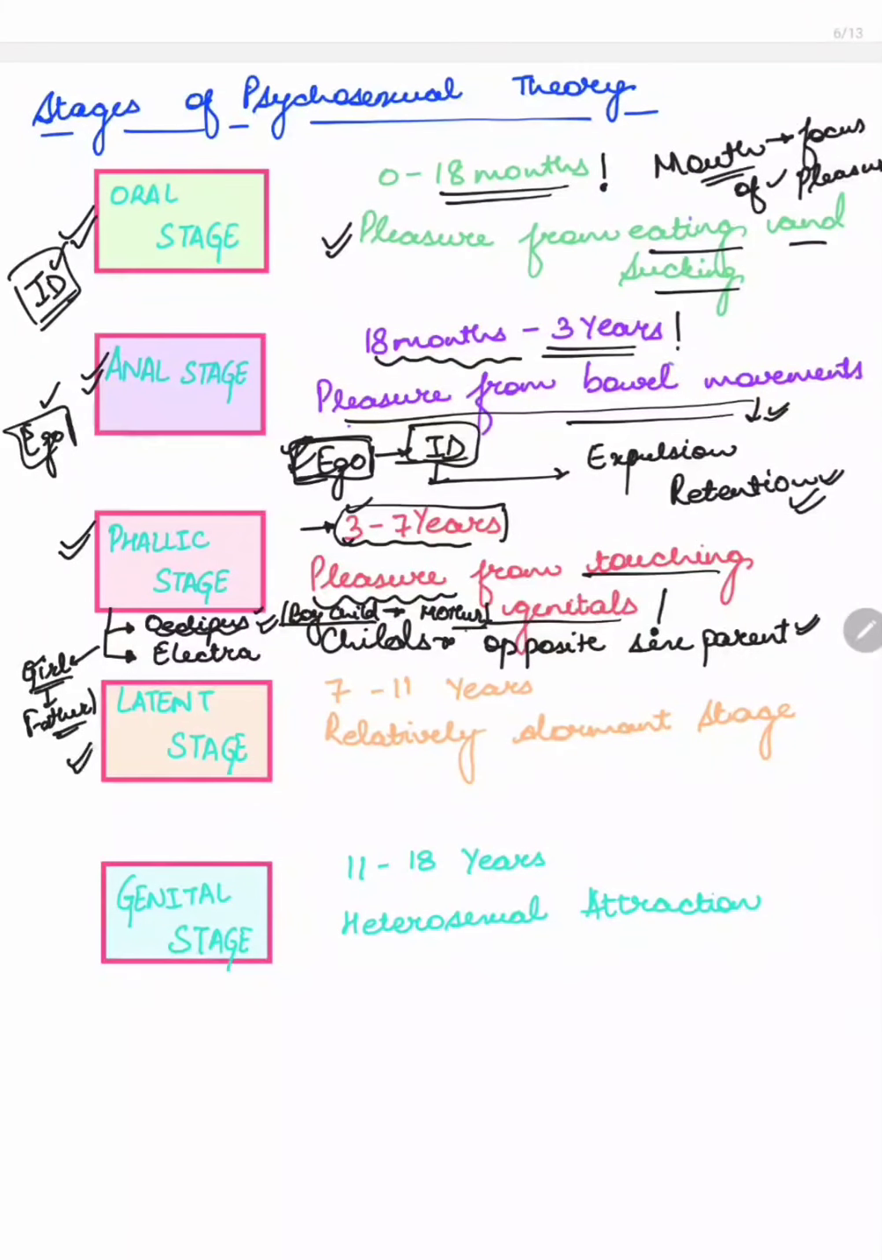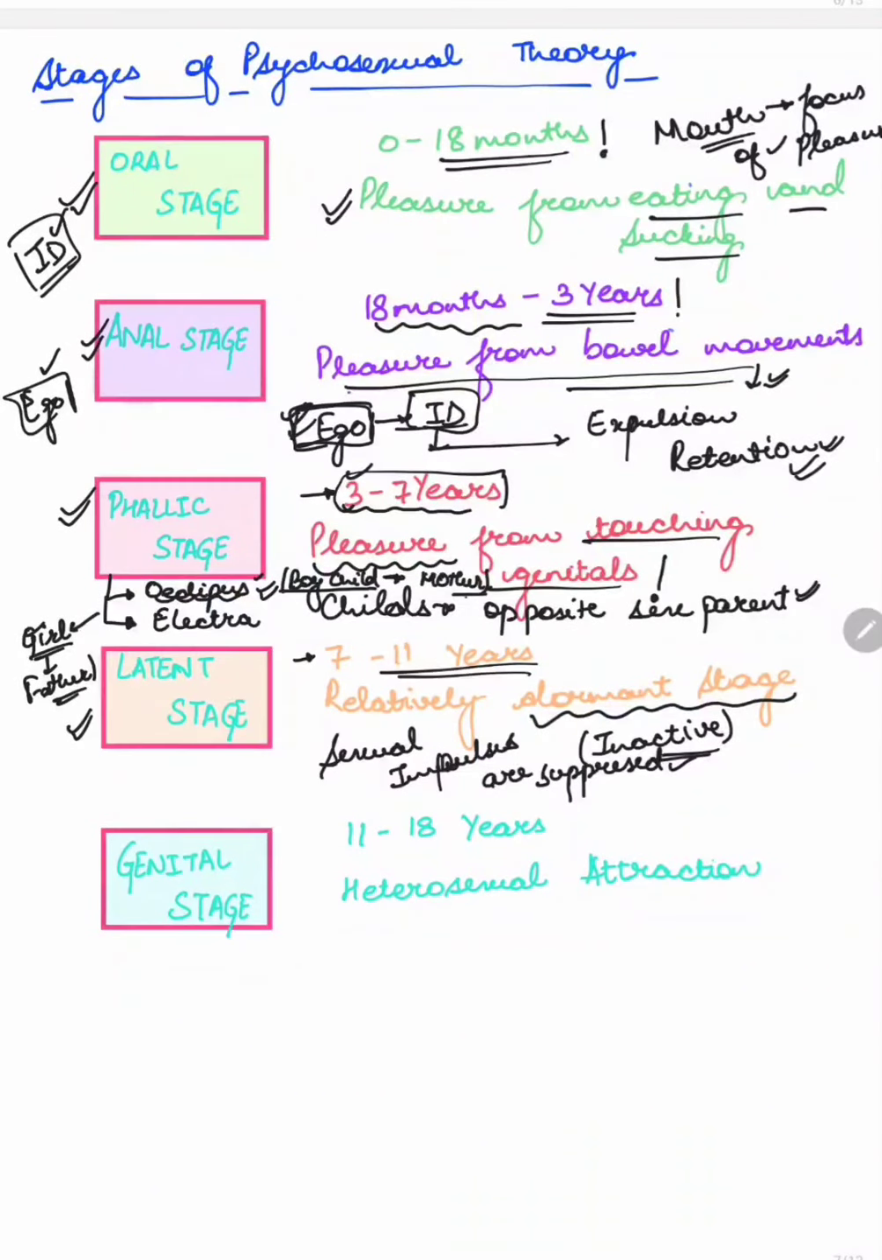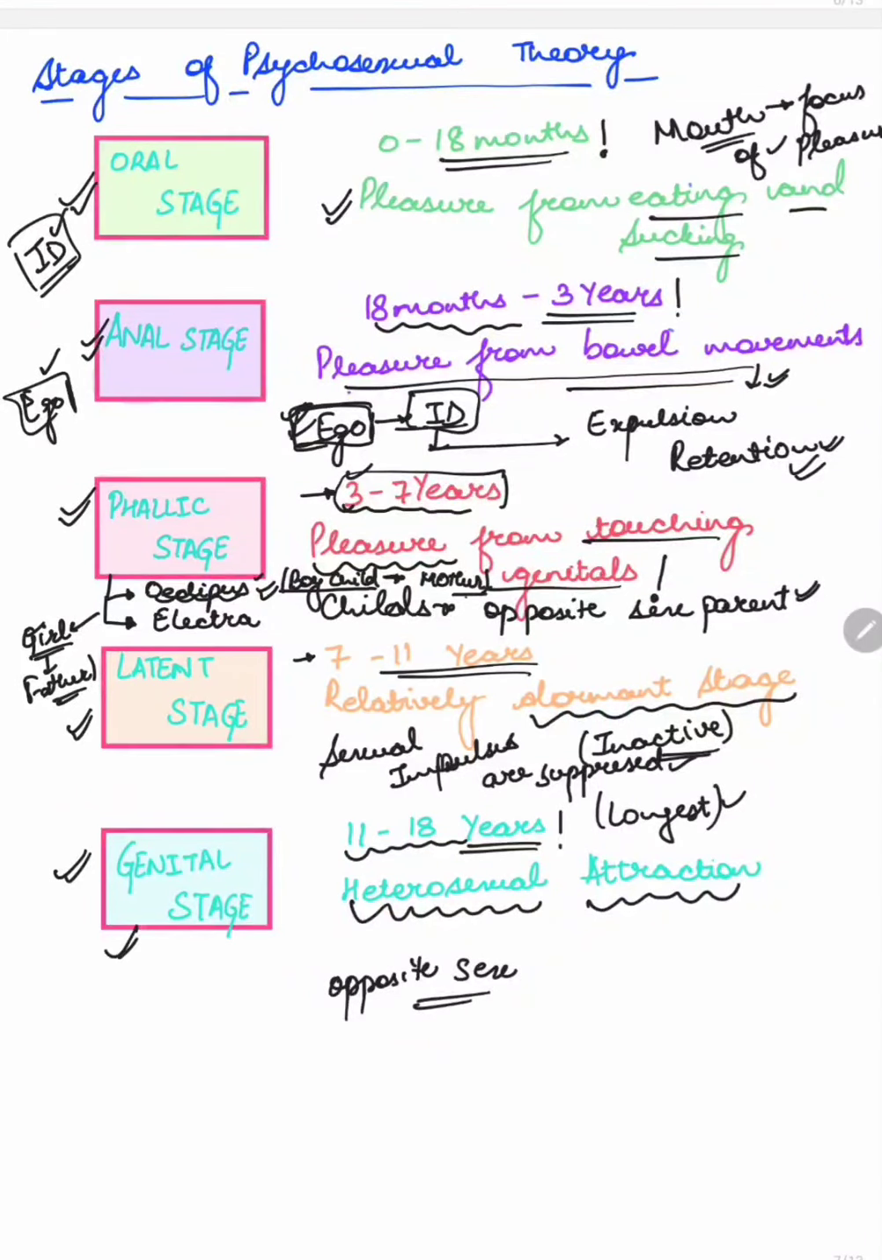Now the fourth stage, the latent stage, begins at 7 years of age and lasts till 11 years of age. It is a relatively dormant stage, or you can say the inactive stage, right? Freud believed that sexual impulses are suppressed at this time interval. Now the last stage, the genital stage, begins at 11 years of age and lasts till 18 years of age. It is the longest of all the 5 stages, right? At this stage, the child makes contact and forms relationships with members of the opposite sex, right? So there is basically a heterosexual attraction at this stage.